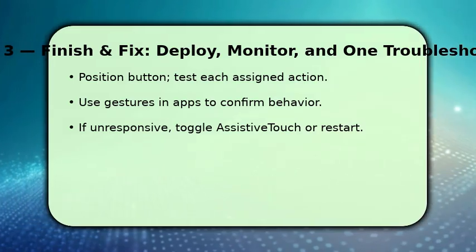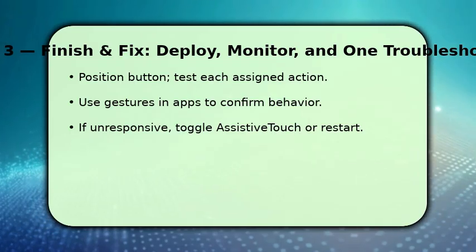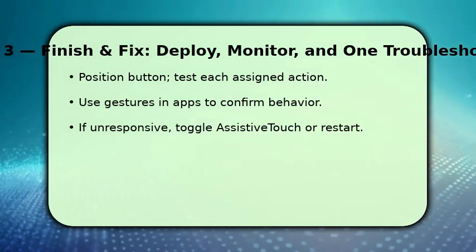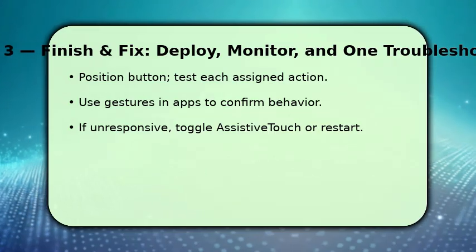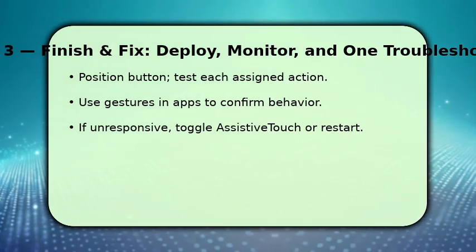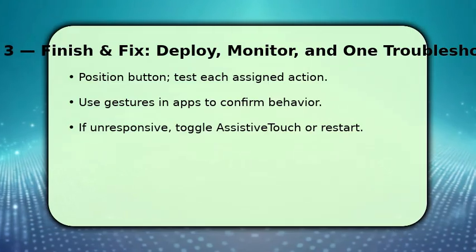If the button is unresponsive, first toggle Assistive Touch off and on. Next, restart the iPhone. If it still fails, reset accessibility settings or update iOS. One tip: restart usually resolves transient touch or menu glitches.